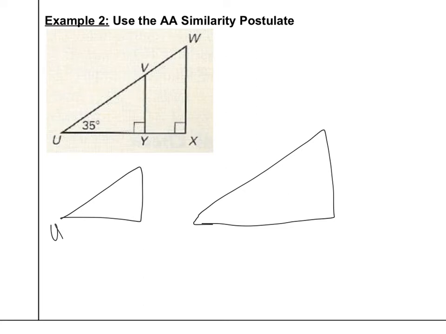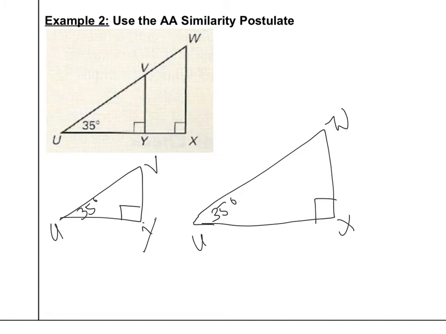So here's U, X, W. Here's U, I'm sorry, let's go back. This is Y, and this is V. I looked at the wrong one. Sorry, guys. This one is X and W. So this is 35 degrees. U is 35 degrees, and notice that U is used in both triangles. We also know that Y is 90 and X is 90.